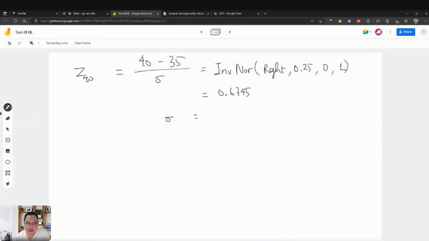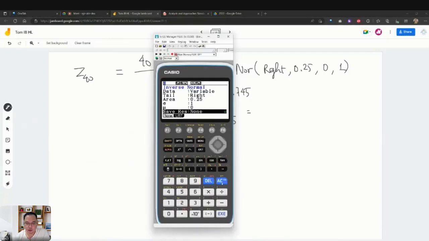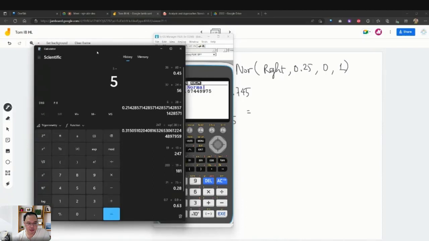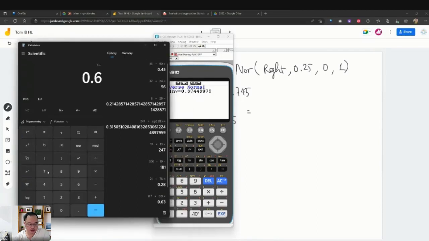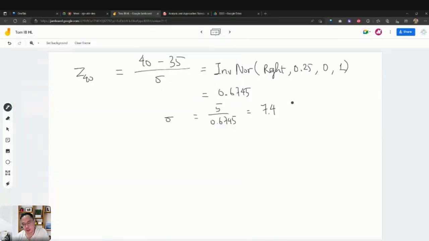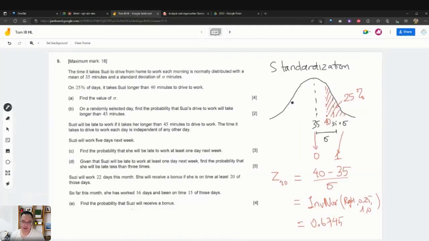Sigma is this difference, meaning 5, divided by 0.6745. You should take the most accurate value here. Take the whole value when doing the division. 5 divided by 0.6744895 gives 7.41. 7.41 minutes. This is the standard deviation, the answer to question A.